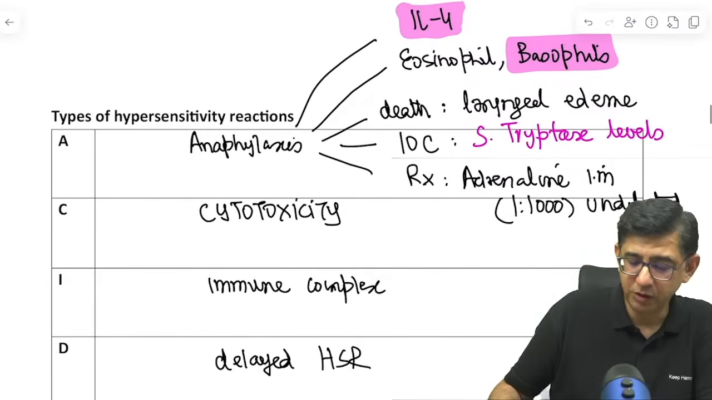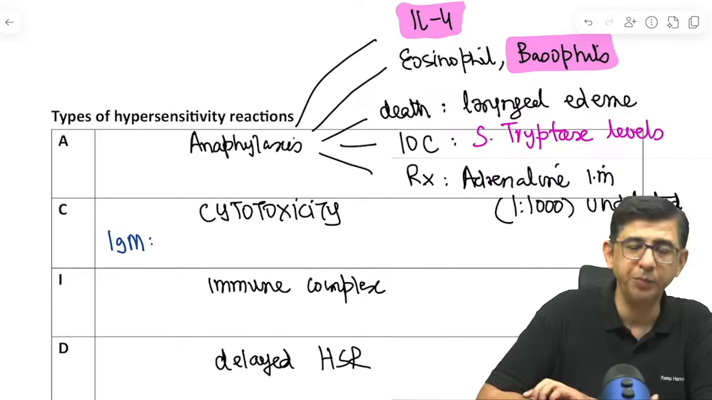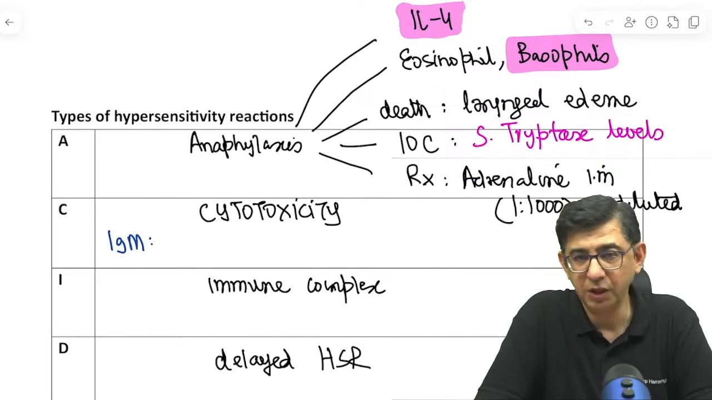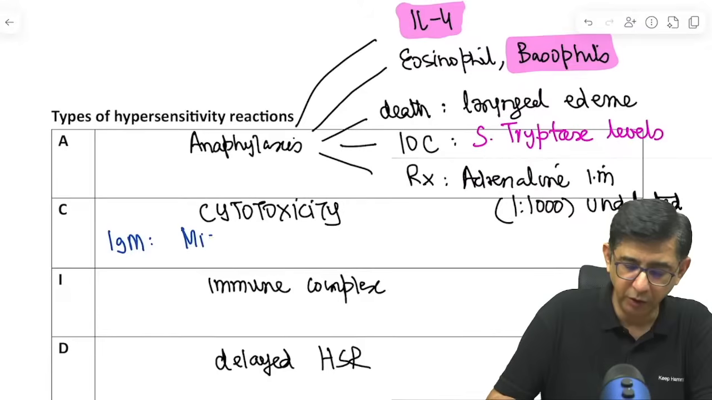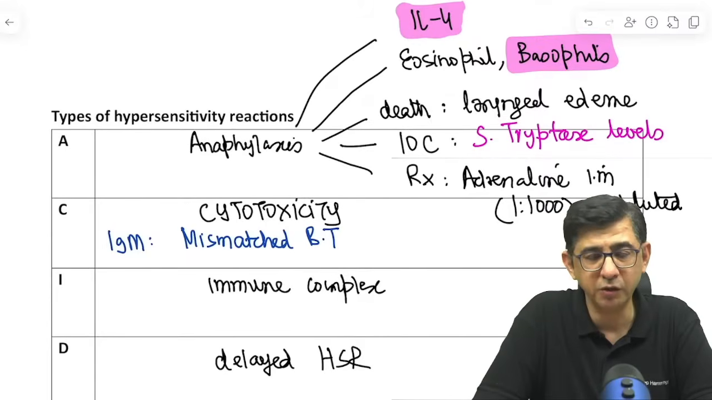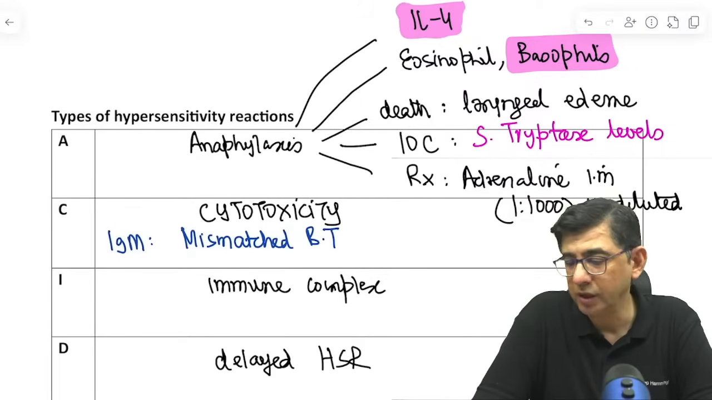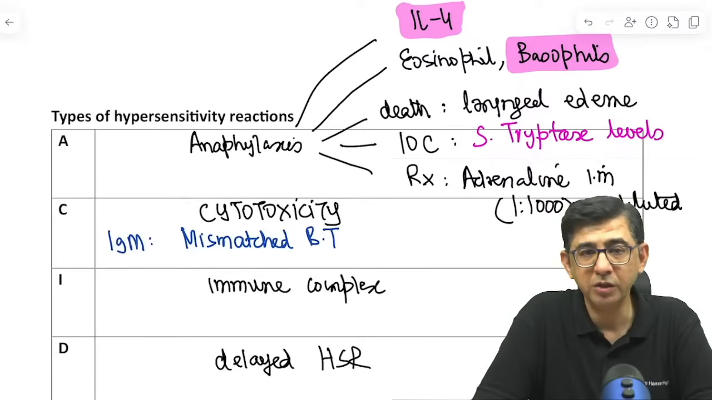Next, for cytotoxicity, the antibody involved is IgM. The question is that a patient's blood group is B and blood group A was given to the patient. So that would be a situation of a mismatched blood transfusion. What is happening here is that the blood group of the patient is B, and by mistake, due to a clerical error, like the barcode was not matching, the blood was still given. That would be IgM, and there would be cytotoxicity. So the cells that are given to the patient will begin to die. So that is mismatched blood transfusion.